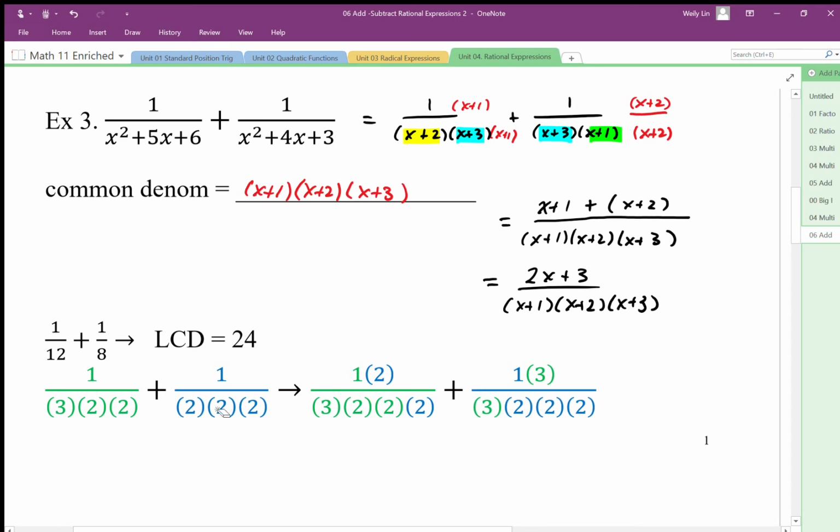Here we're missing a factor of 3, so multiplying by a factor of 3 gives us the common denominator of 24. To balance, we need to make sure we do the top and bottom by that same factor that was introduced.